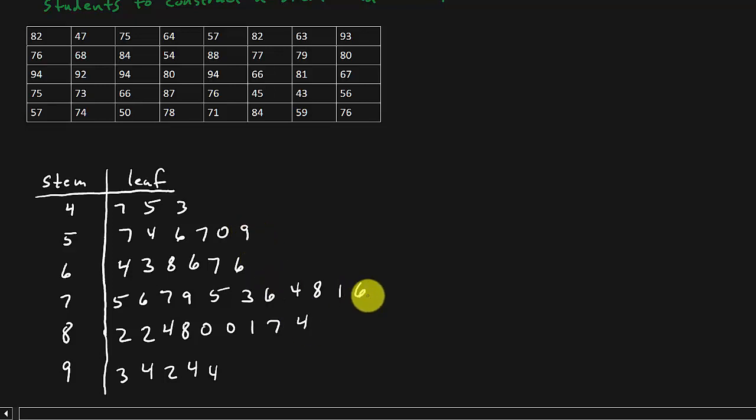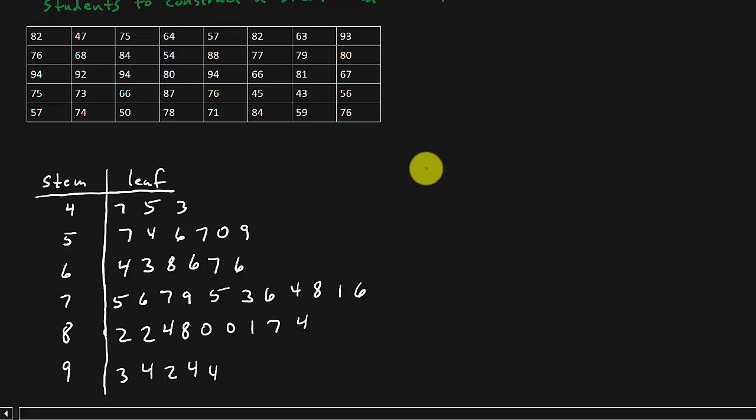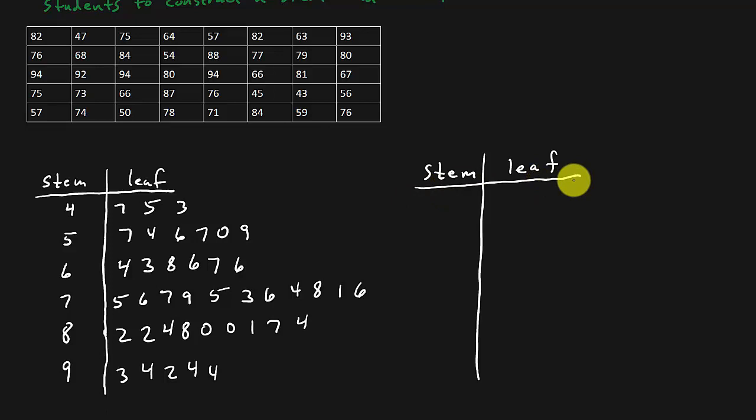Okay, you get the idea of what to do. And hopefully I didn't miss something. I hope I didn't. But if I did, then I just missed a number or something. But the main thing is you getting the idea of what to do. All right. And then we've got stem, leaf.